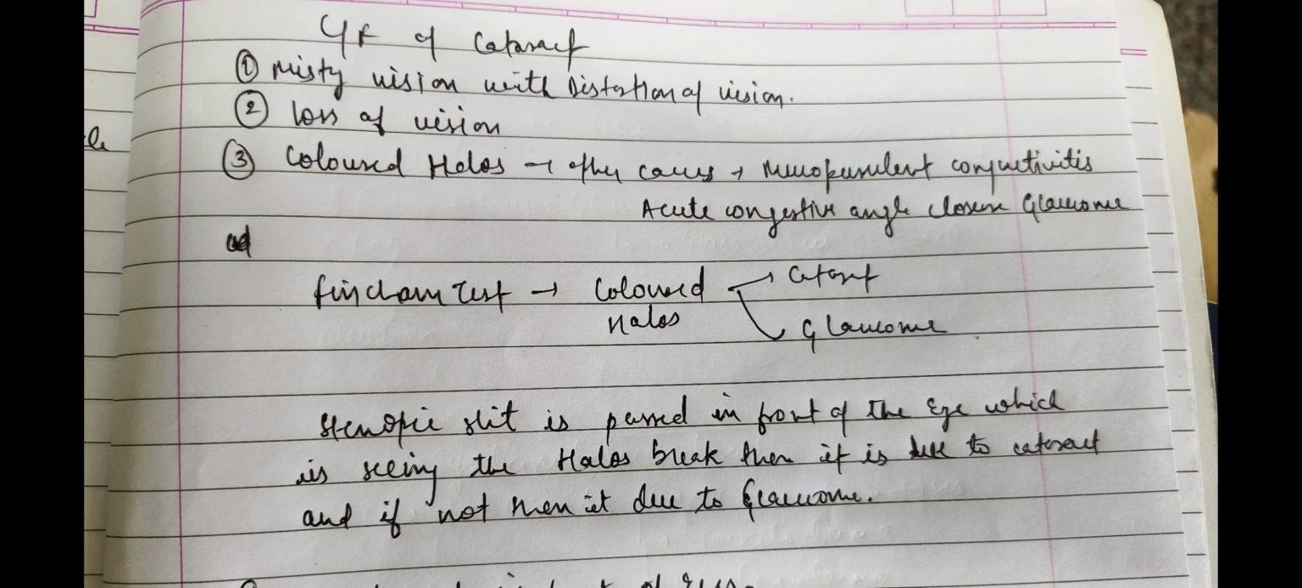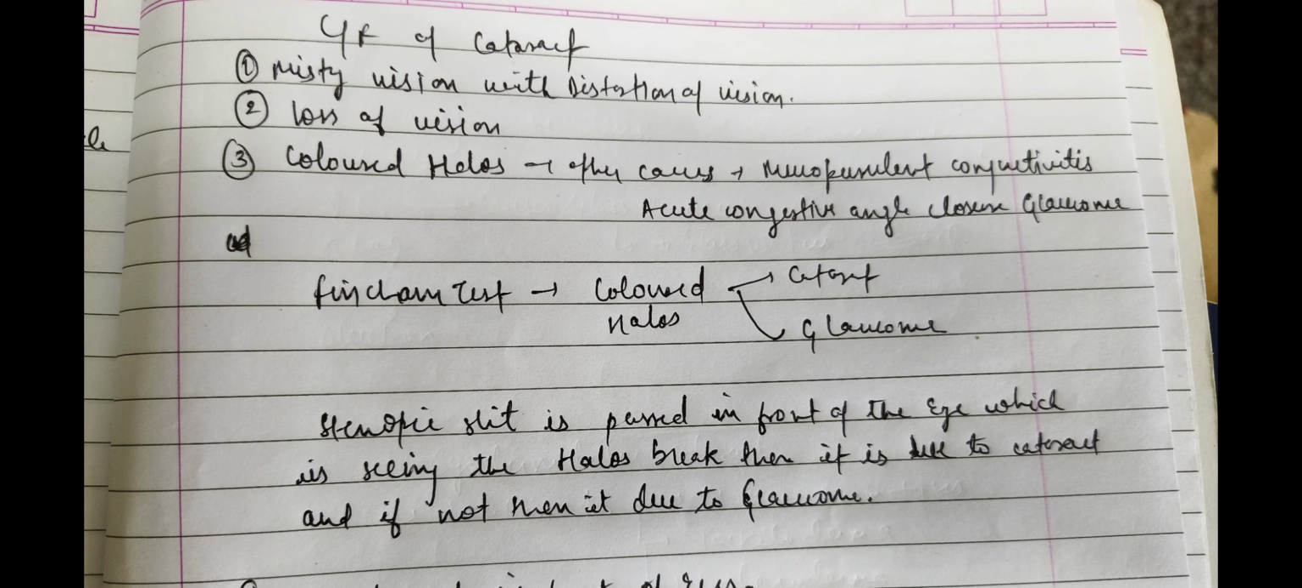phacoanaphylactic, because phaco means the lens and anaphylactic means there could be a reaction to it; phacomorphic, where the lens changes shape; and phacolytic, where the lens breaks down and enters the anterior chamber, where it can block the trabecular meshwork and lead to acute angle closure glaucoma. So that is a possibility. Next, we will look at how we can manage a patient with a cataract.